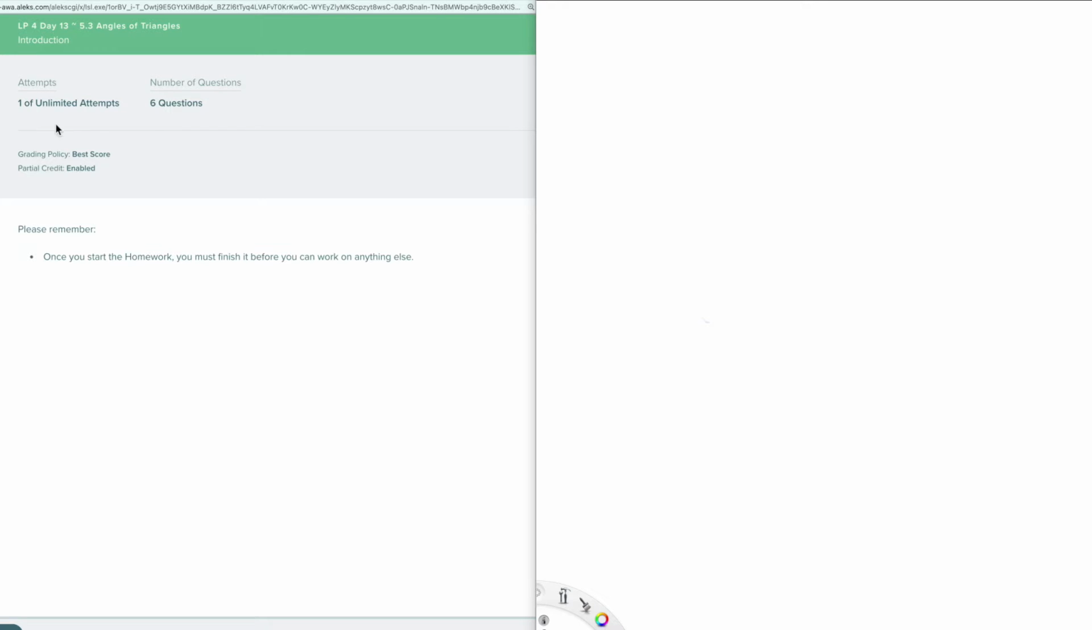The number of attempts here, we always have unlimited attempts. You can come and try this assignment as many times as you would like. That's true for tests and quizzes as well. Number of questions, it just depends on the section. For this particular one, there's going to be 6 questions. Grading policy is best score, so whichever attempt is the best one is one you keep.